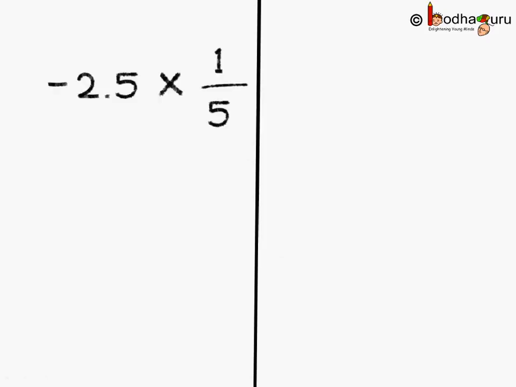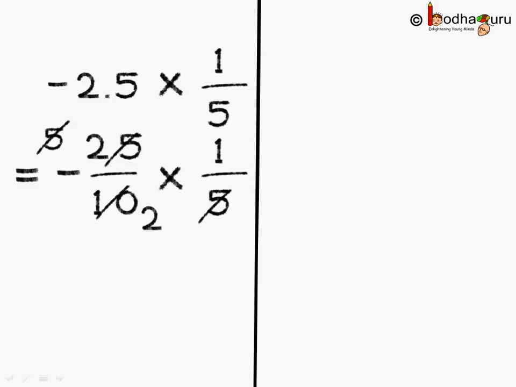Here we have minus 2.5 multiplied by 1 by 5. So 2.5 becomes 25 by 10, and we reduce it. So 5 ones are 5 and 5 fives are 25. Next, 5 ones are 5 and 5 twos are 10. So this gets reduced to minus 1 by 2, as we take into account the minus sign. Now let's reverse the order.